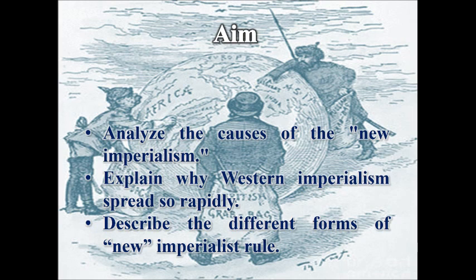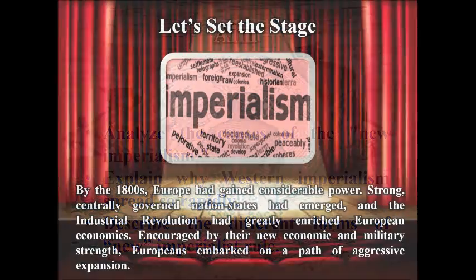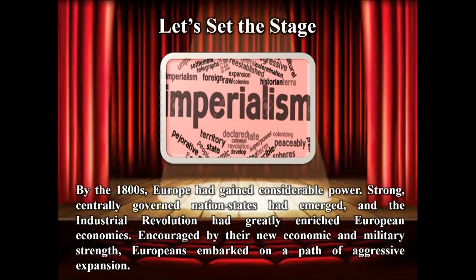The aim of the lesson: analyze the causes of the new imperialism, explain why Western imperialism spread so rapidly, and describe the different forms of new imperialist rule. Let's set the stage. By the 1800s, Europe had gained considerable power. Strong centrally governed nation states had emerged, and the industrial nation had greatly enriched European economies. Encouraged by their new economic and military strength, Europeans embarked on a path of aggressive expansion.